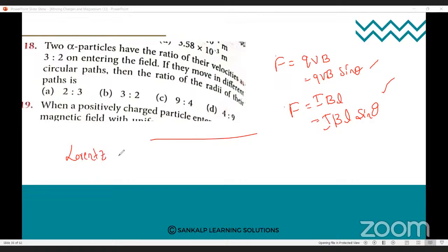So Lorentz force, what is it, students? Lorentz force is the electric force plus the magnetic force. The expression will be, Q common, therefore it is E plus V cross B. E plus V cross B. This is the electric field plus this is the magnetic field. Electric force and the magnetic force. So these are the three formulas.